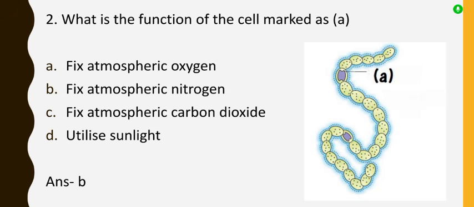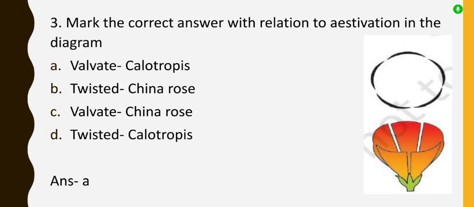What is the function of the cell marked as A? So in this Nostoc diagram, the cell labeled A helps to fix atmospheric nitrogen. Mark the correct answer with the relation of estivation in the diagram. So the correct answer is valvate, example Calotropis.